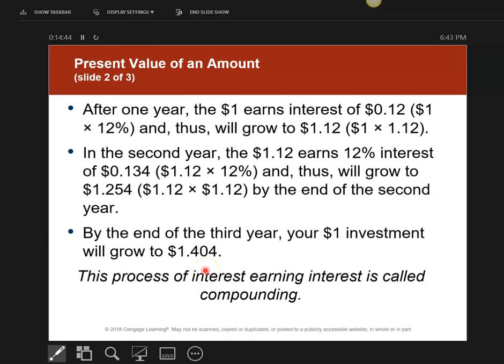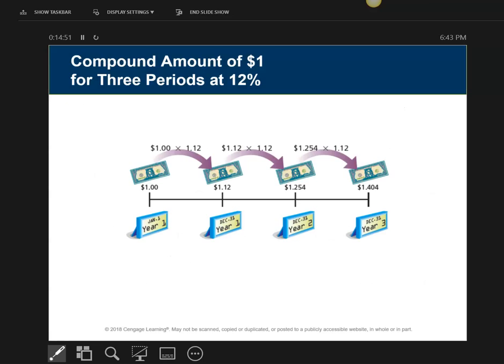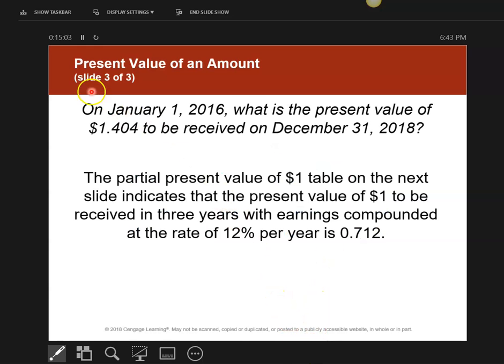Okay? And so by the end of the third year, my dollar I invested today will be worth 1.404. Now this is really called the future value, but we're going to turn around and look at the present value of it. So here's my example. I invested $1 today. In 3 years at 12% interest, it's going to be worth $1.404. So here's the question that we're going to look at. What is the present value of the amount?